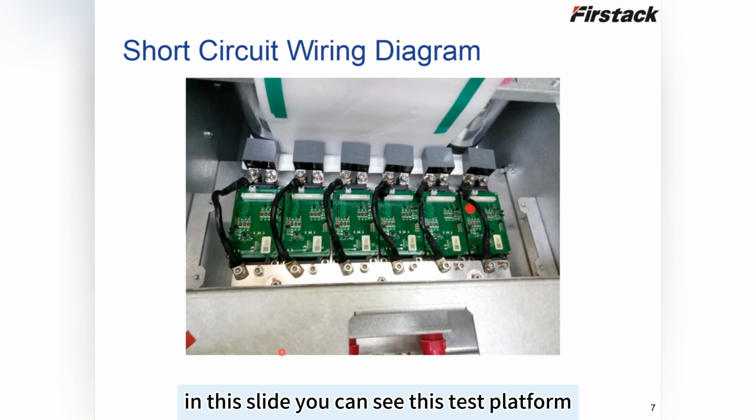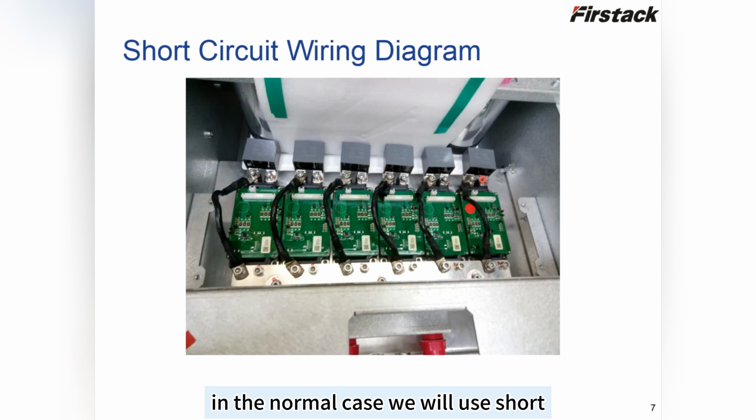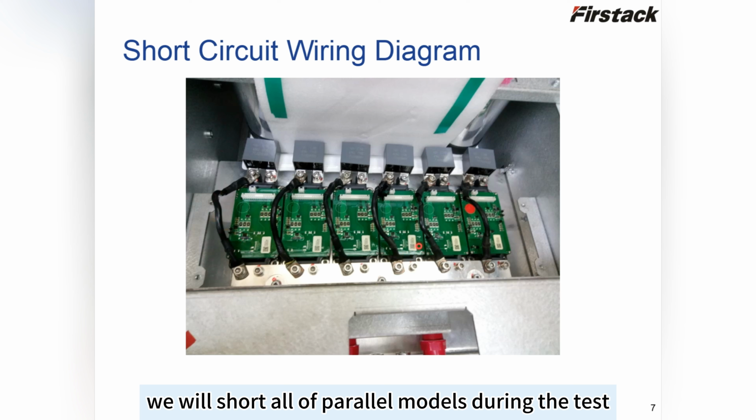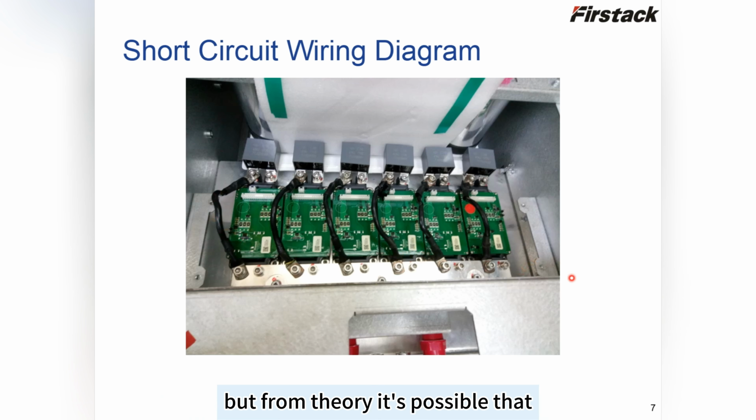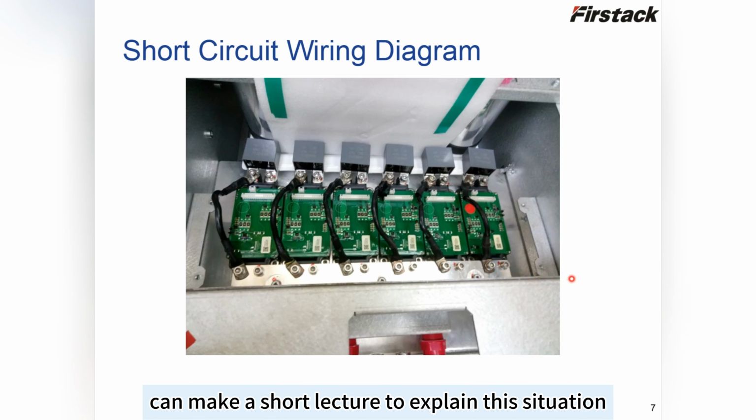In this slide you can see this test platform. We have 6 modules in parallel. In the normal case we will short all of parallel modules during the test, but from theory it's possible that only one module is shorted. However, there can be other problems. I don't explain here too much because it is quite complex. If you want to know, we can make a short lecture to explain this situation.